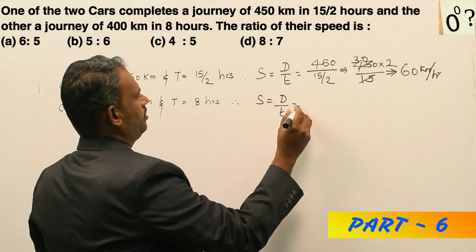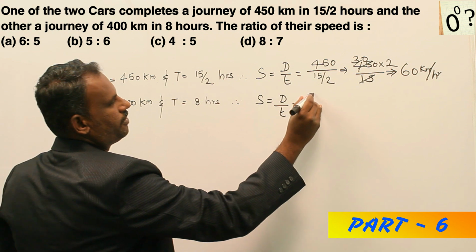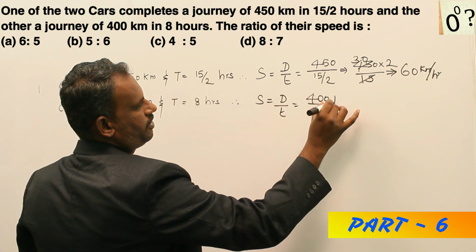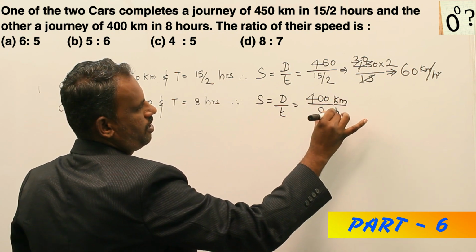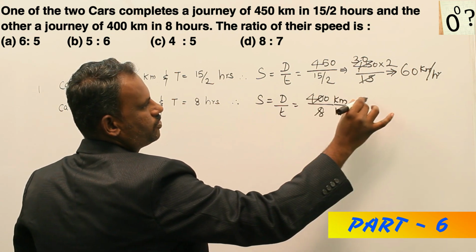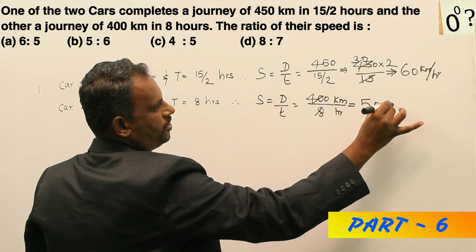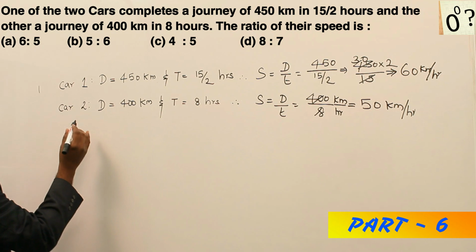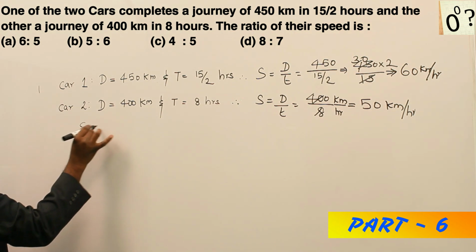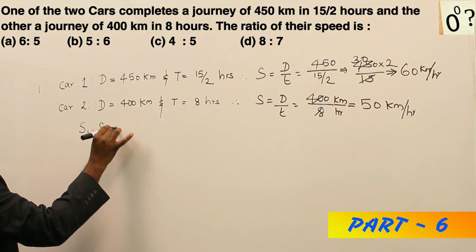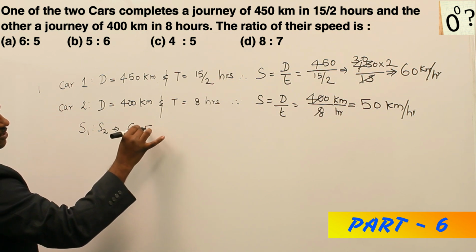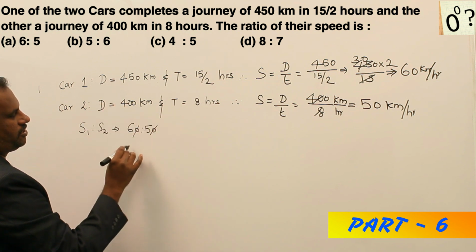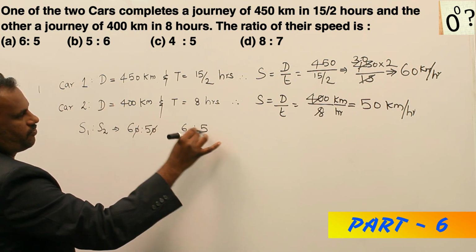Here, speed is equal to distance, 400 kilometers, divided by 8 hours. Here kilometer, this is hour. If we strike out this one, we get 50 kilometers per hour. So the ratio of the speed of car 1 to car 2 is 60 is to 50. If we simplify this, we get 6 is to 5.